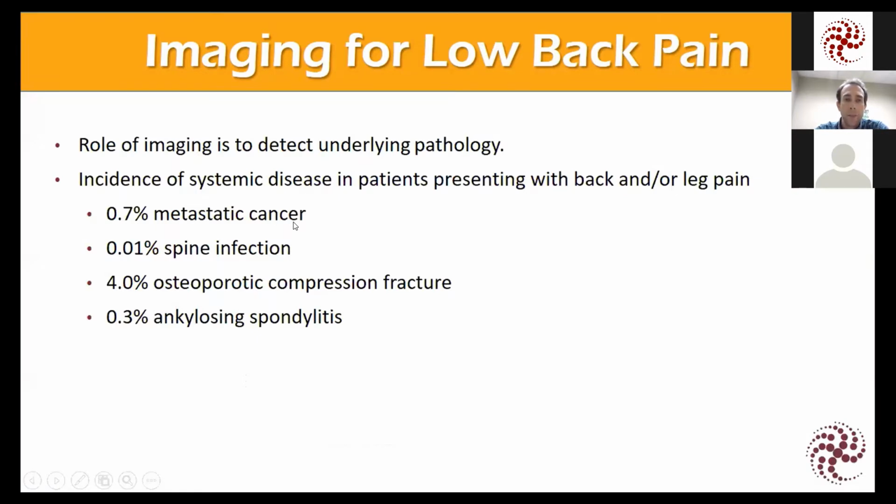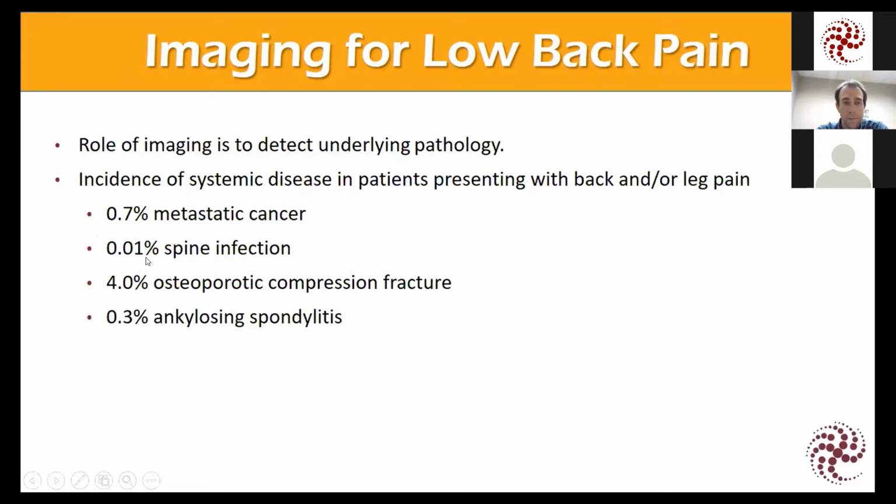Now, when we get imaging, again, the purpose is to make sure there's nothing dangerous causing your pain, but it's actually incredibly rare that there is something dangerous causing your pain. And below here, you can see the percentages of the incidence of concerning causes of back pain. And really the two that are the most concerning are metastatic cancer and spine infection. And you can see the incidence of those are incredibly low.